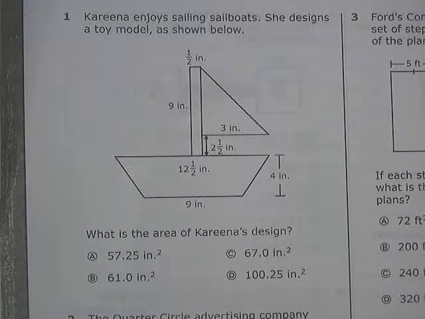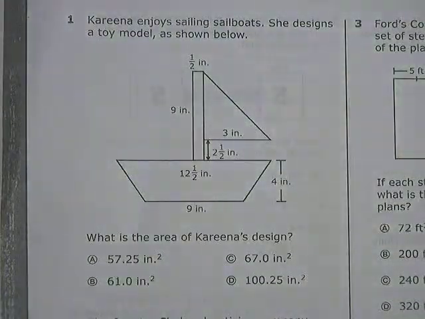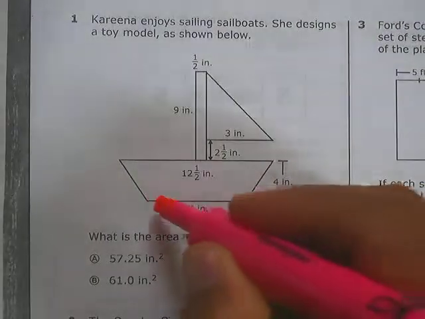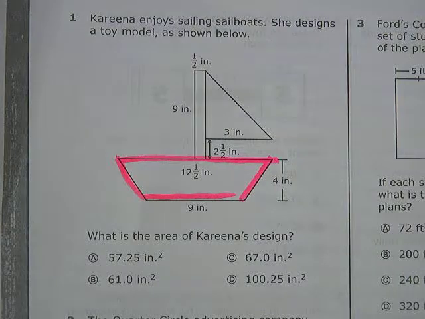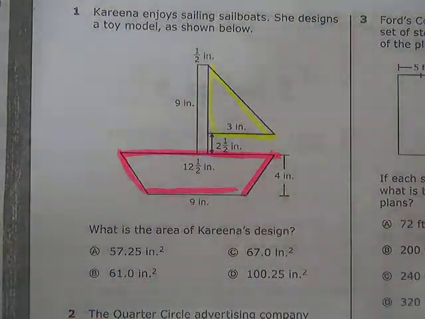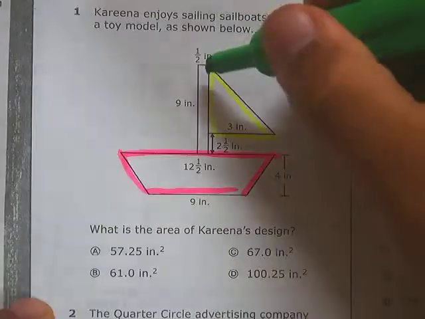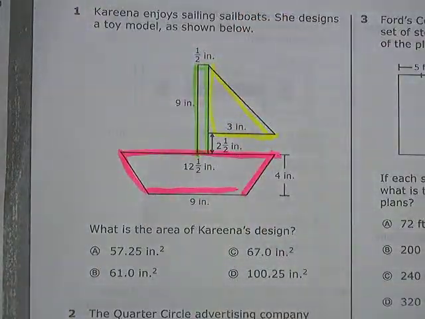This topic is composite figures. If I look here at my sailboat, I can see that it's composed of different figures. For example, here I can see I have a trapezoid. I also have a triangle, and I have a thin rectangle. But a rectangle it is. And so I must find the dimensions of those three figures.